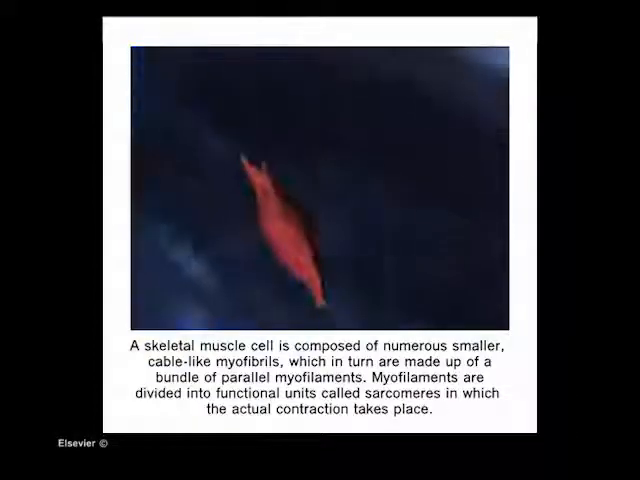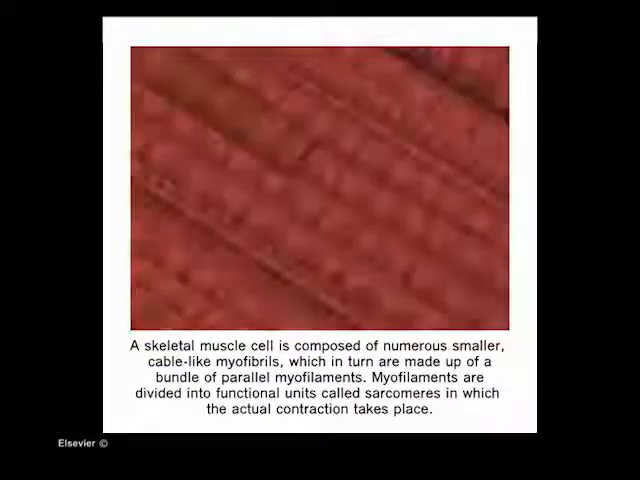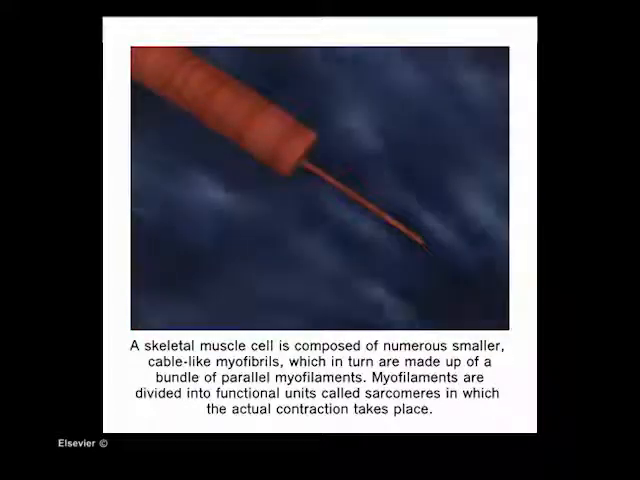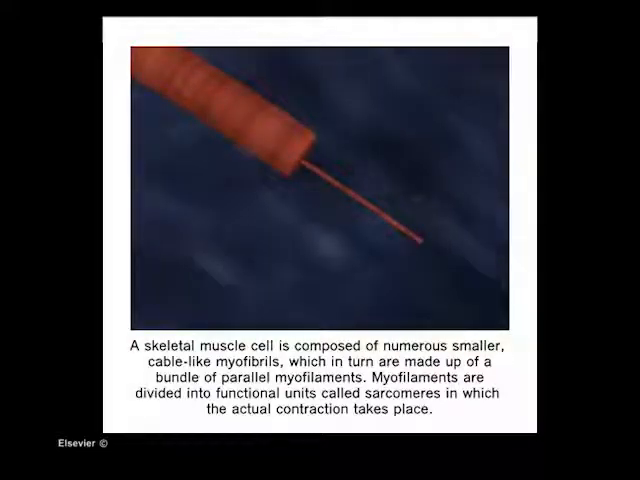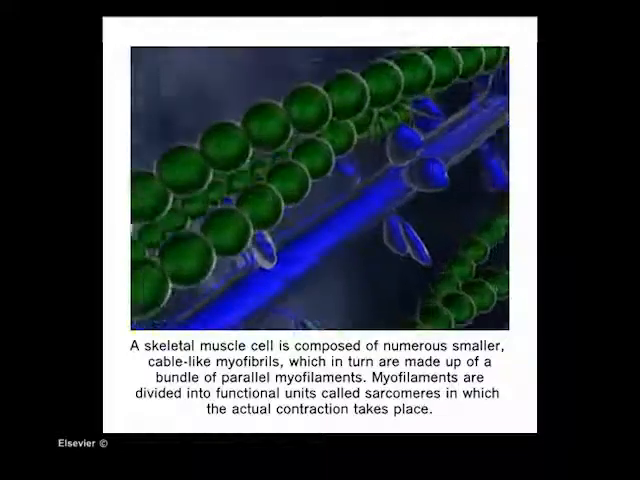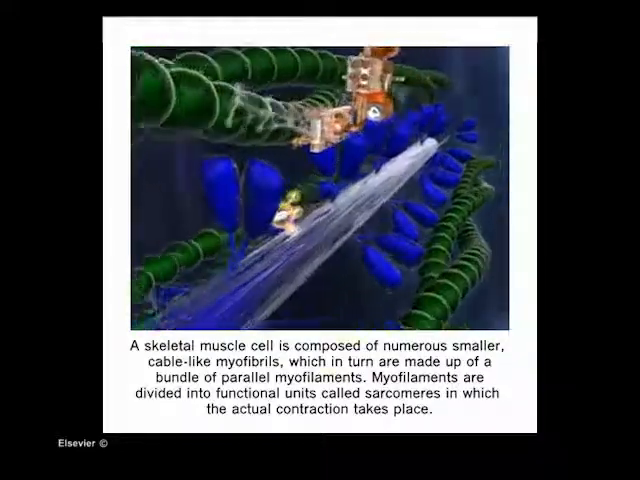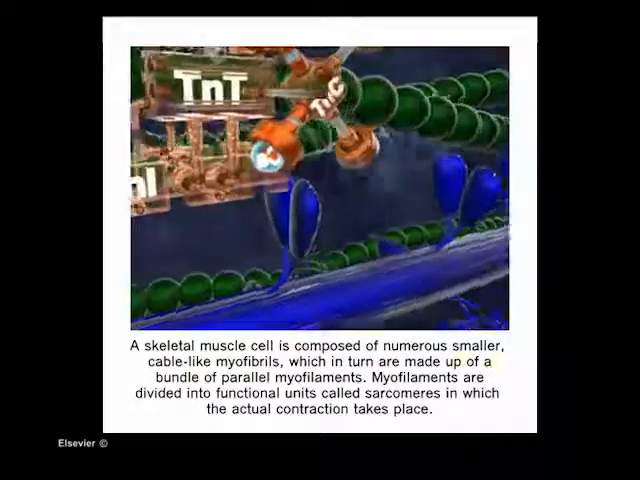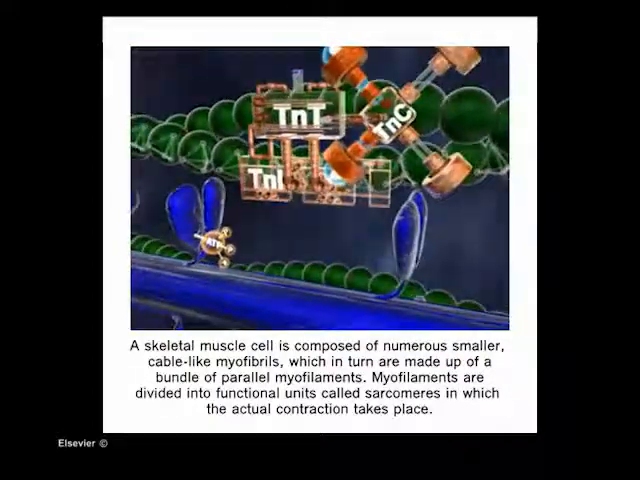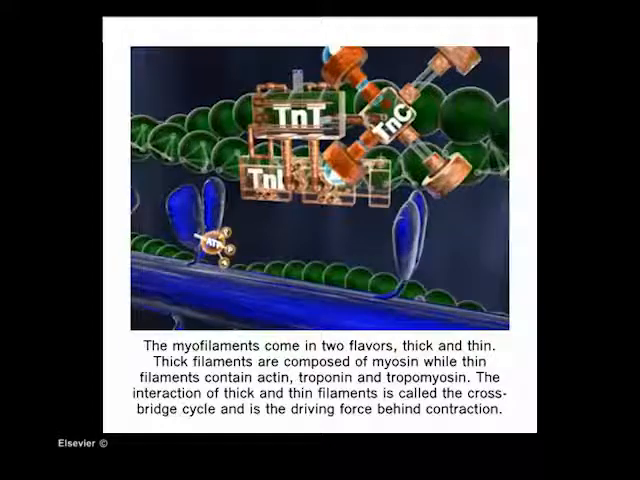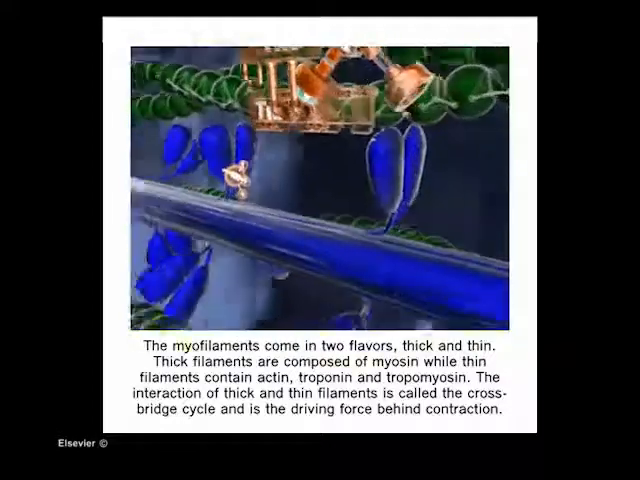A skeletal muscle cell is composed of numerous smaller cable-like myofibrils, which in turn are made up of a bundle of parallel myofilaments. Myofilaments are divided into functional units called sarcomeres, in which the actual contraction takes place. The myofilaments come in two flavors, thick and thin.